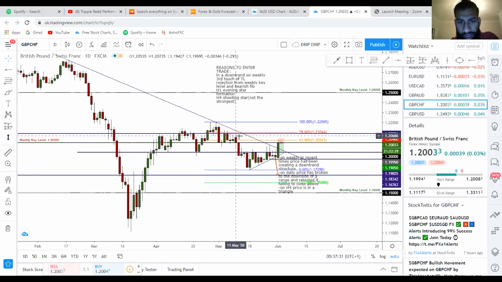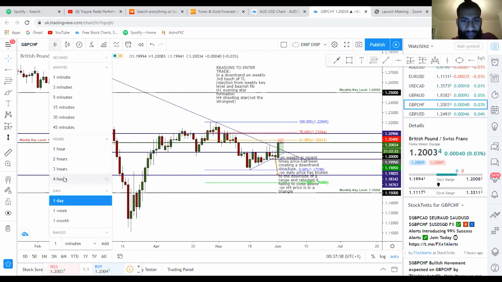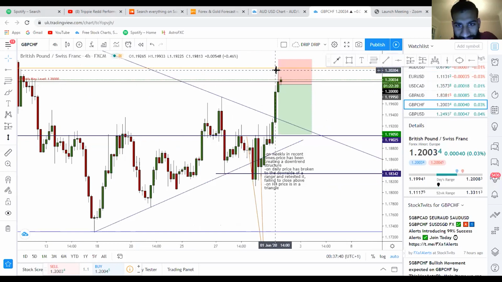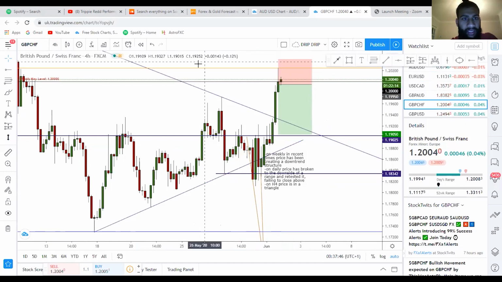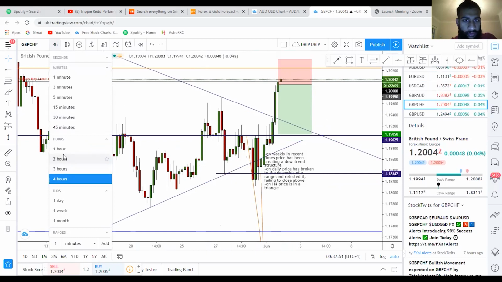And this has rejected the 61.8 to the T, right? Let me go further into the 4-hour, bam, right to the T, with a massive wick rejection, making a shooting star-like formation off of this weekly key level as well, and obviously the fib level. So a couple of confluences going on over there.